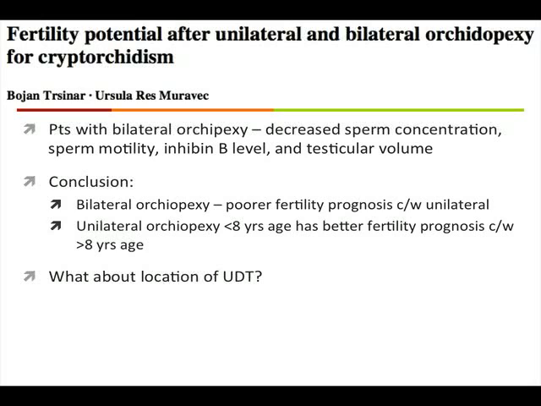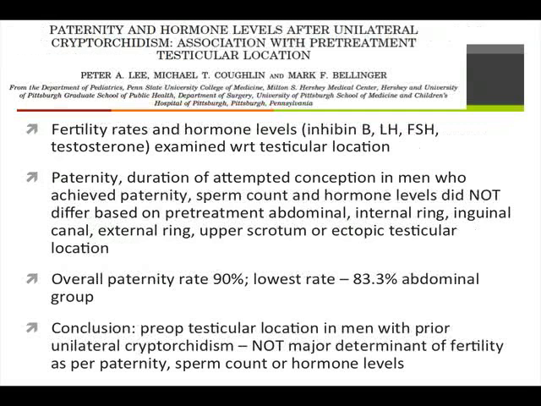And then within the unilateral group, though, they looked at the semen parameters and found that if they were treated younger, they had better fertility prognosis compared to older patients in terms of those factors: sperm concentration, motility, and testicular volume.